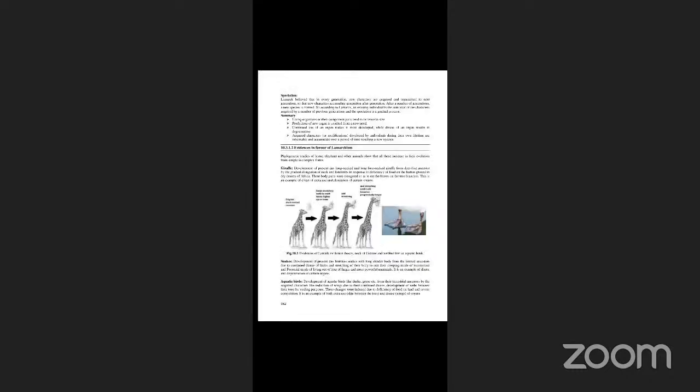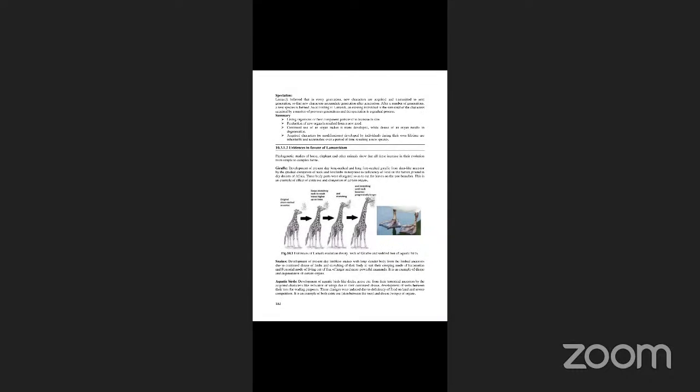And disuse of organs: if there are some organs we are not using, then with age they will disappear. And inheritance of acquired characteristics according to the environment. We have also discussed that the environment will show some kind of impact on genetics, and new acquired characters will be developed. Then speciation. So it is nothing but new characters are acquired and transmitted to the next generation, so that the new characters accumulate generation after generation.